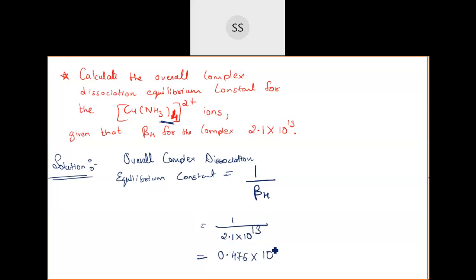Now this you take up. 10 to the power plus 13 will become minus 13. There is no unit for it because it's a constant value. Okay. Yes, you can shift it and then write. If you want, you can shift it. If you are shifting it, you will get 4.76 into 10 to the power minus 14.